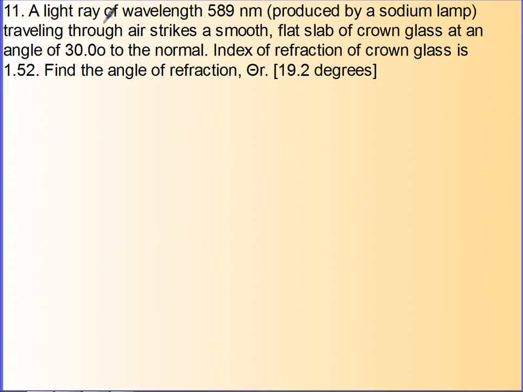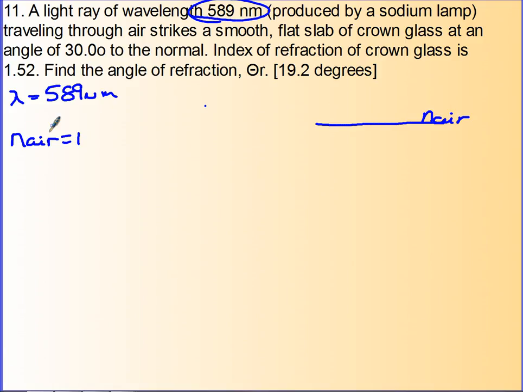For example, a light ray of wavelength 589 nanometers, so that's lambda, is 589 nanometers. Now don't panic, you're not going to need it, but you have to write it down anyway. Traveling through air, so I know the index of refraction of air is 1. How do I know that? It's a given. It strikes a smooth, flat slab of crown glass at an angle of 30 degrees. So the angle through air is 30 degrees. The index of refraction of crown glass is 1.52. So index of refraction of glass is 1.52.